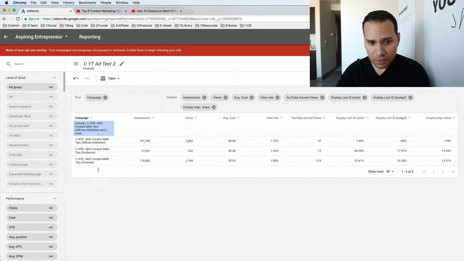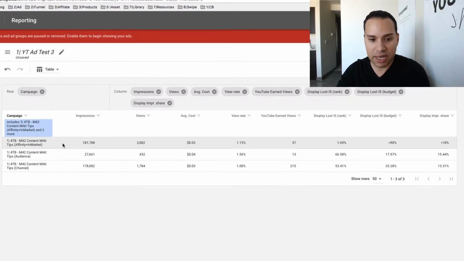Looking at this, the first set of targeting that I did was affinity and in-market audiences. It's important to break all of these up into separate campaigns. Affinity and in-market audiences are audiences that Google creates automatically for you. There's this giant list, very similar to how Facebook has their audiences and demographics. You essentially just choose, hey, I want to target business professionals, or people who are interested in web development, or people who are interested in fitness. And you can get as broad or detailed as you want.